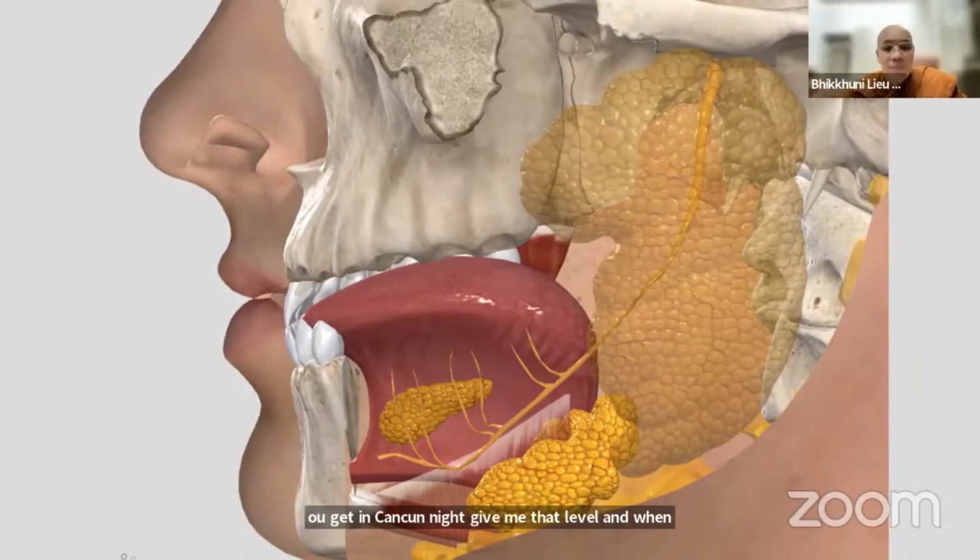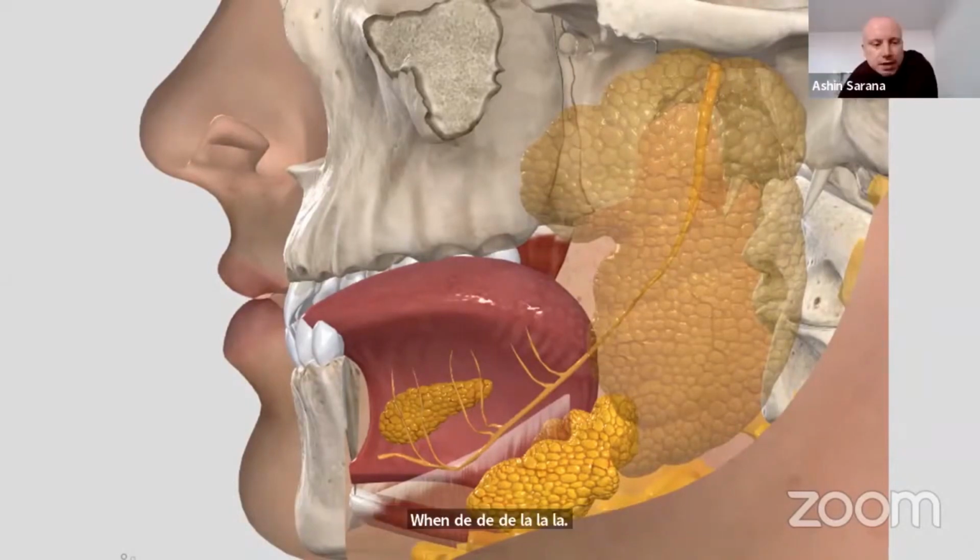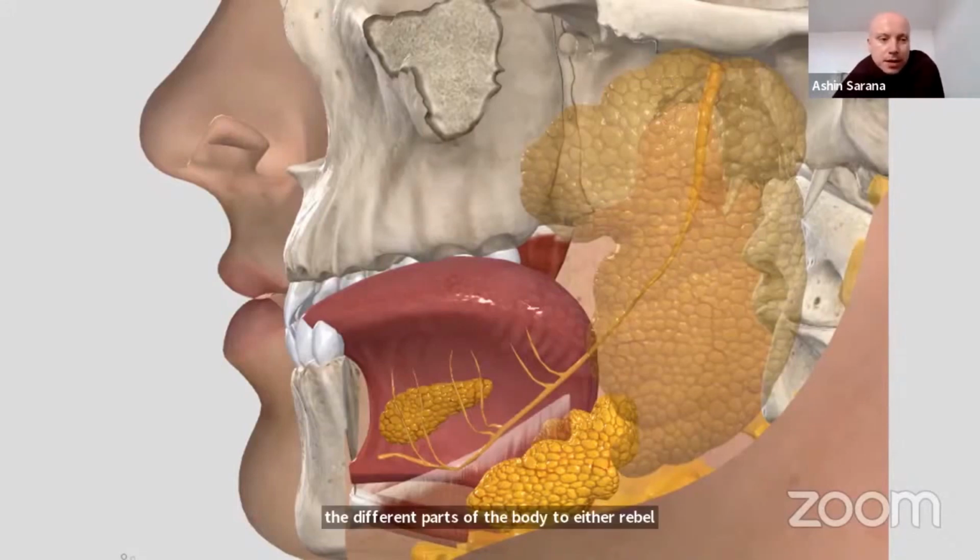The main point of the digestive system is that whatever you eat is then gradually broken into tiny little pieces, and those tiny little pieces can join the blood, and then the blood can carry these tiny little things into the different parts of the body to either rebuild the body or to maintain the body.